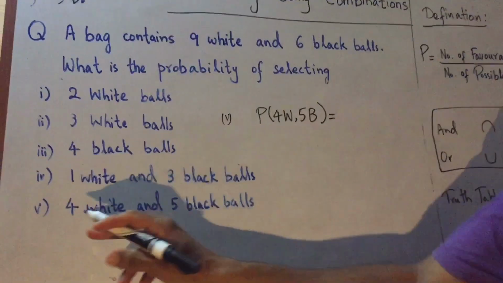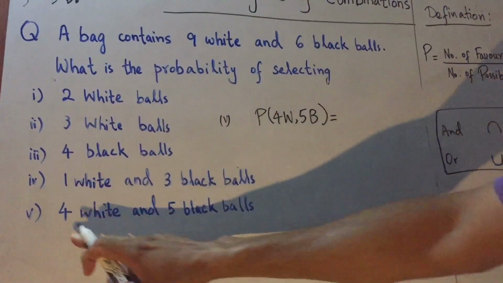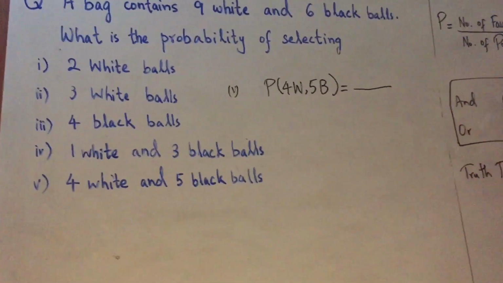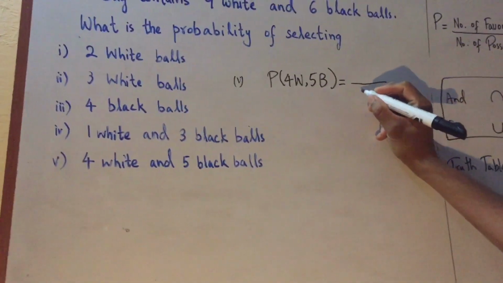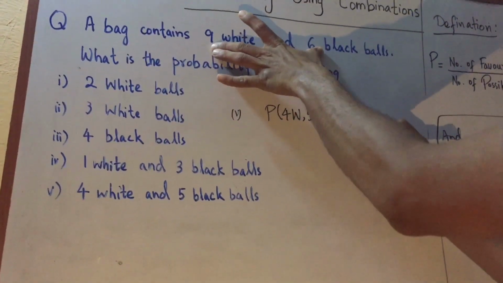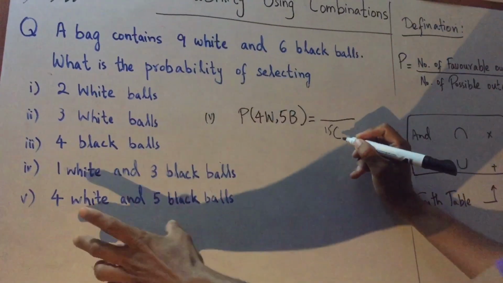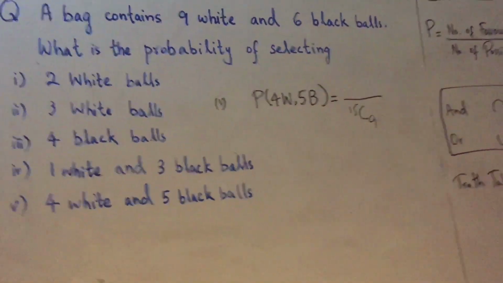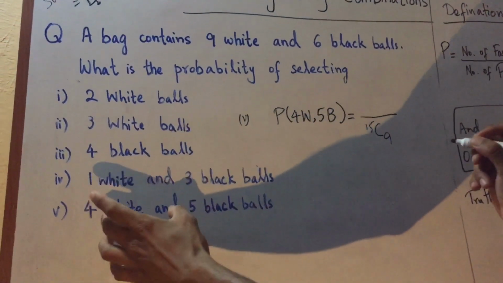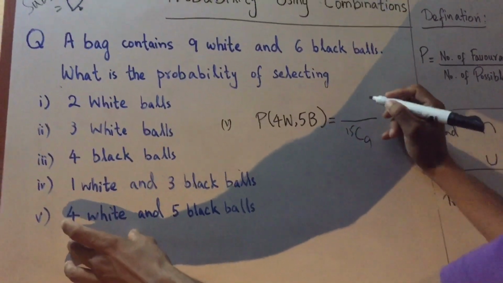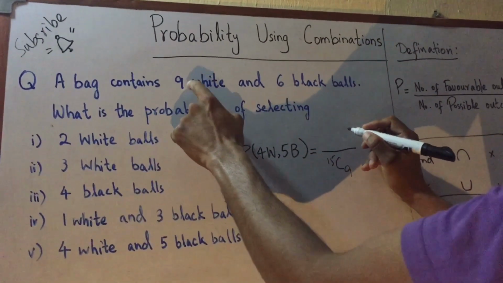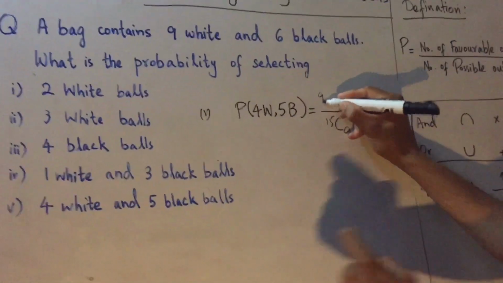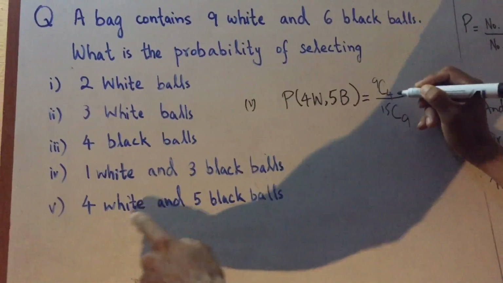Okay, number 5. The fifth part is: what is the probability of selecting 4 white and 5 black balls? The number of possible outcomes: 9 plus 6, 15 balls in the bag, 15C. How many balls do we want to select? 4 plus 5 is 9. Good. So we want to select 4 white balls. In the bag, we have 9 white balls, so 9C4.